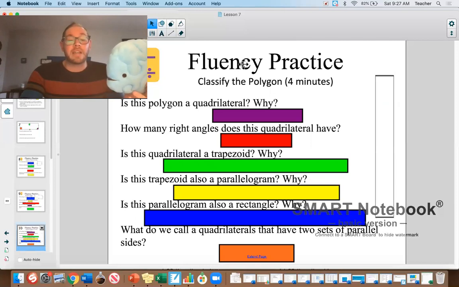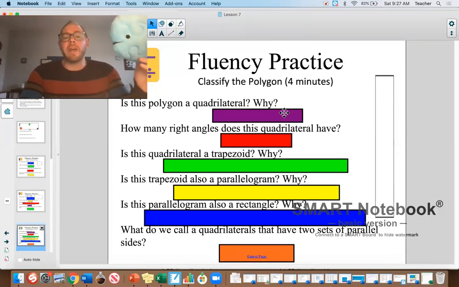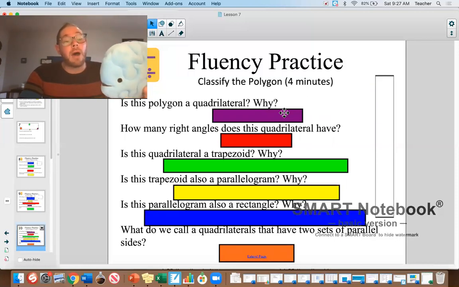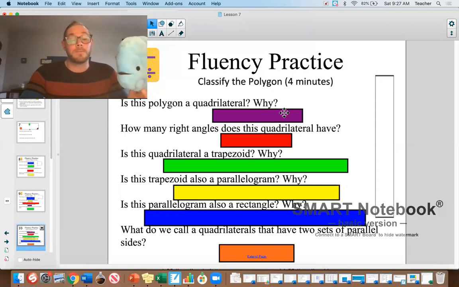Let's go to our next page. Is this polygon a quadrilateral? And why is it a quadrilateral? Make sure you're saying your answer out loud with your voice and saying why it is a quadrilateral. Brain, what do you think? Yes, it has four sides. Well done. How many right angles does this quadrilateral have?